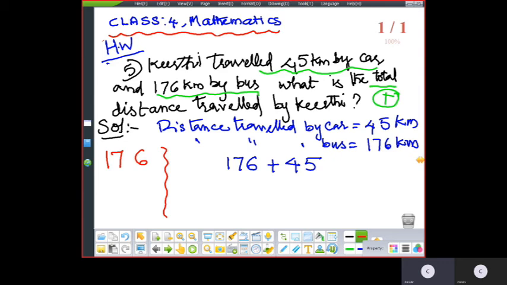176 plus 45. Firstly, children, remember to write in ones, tens and hundreds place. Here 45 is a 2-digit number, so I have written it under tens place and ones place. Now start adding from the ones side. 6 plus 5 is 11. So 1 will come down in the ones place and 1 is the carryover.